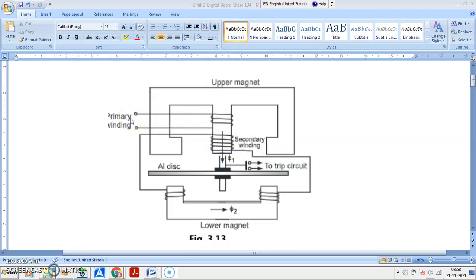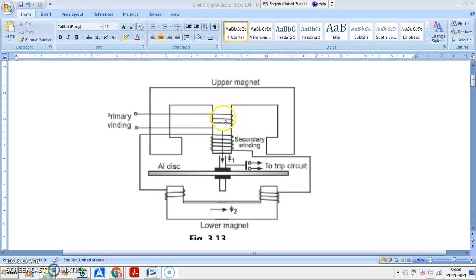When you apply this voltage, 230 volt single phase whatever, to primary winding, because of electromagnetic induction, flux phi1 is set up, which is associated with primary winding magnetic flux. Because of this flux, electromagnetically induced EMF is developed in primary winding.